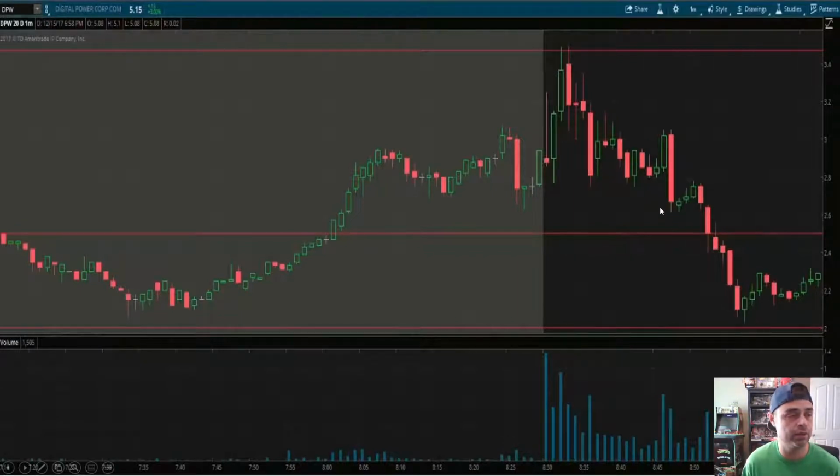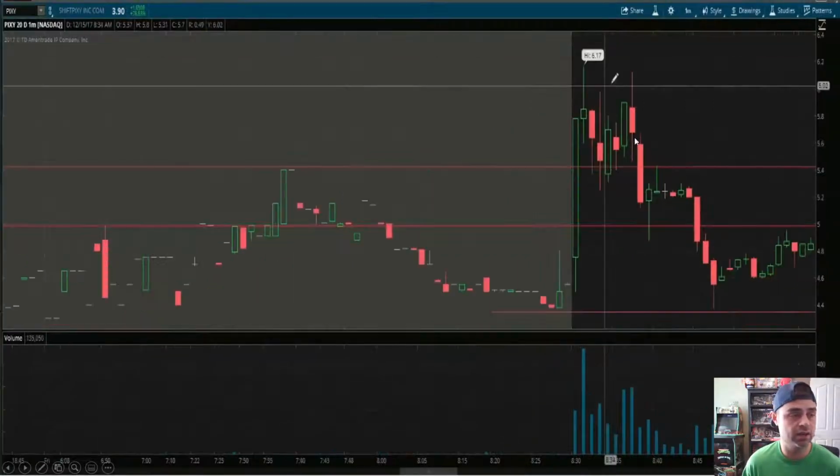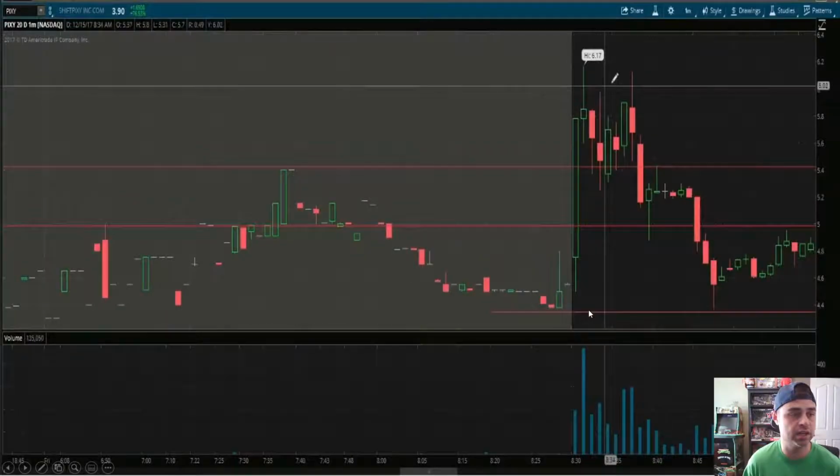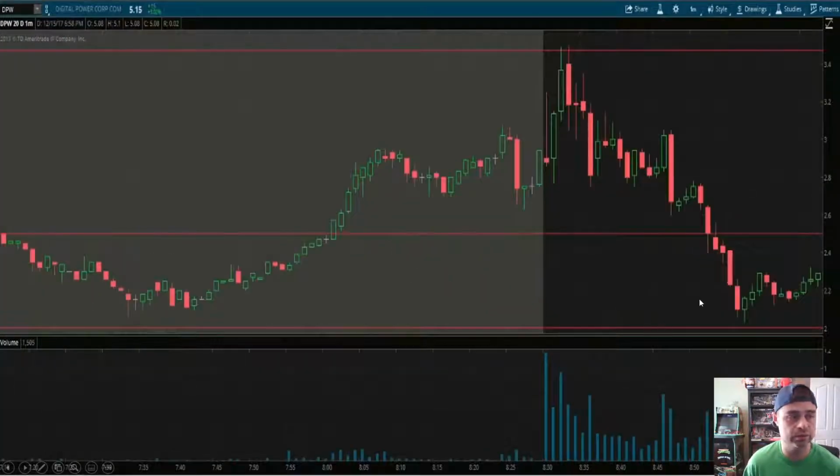So this is kind of a combo here. If you're looking at the tops, you want a red candle, team. You want a red candle with a red upper shadow, just like this one right here. Look at the beautiful short from this candle on down. I can go back to this candle on down, right? Anything with a red candle with an upper shadow, that's what you're looking for as the short opportunity. That's when you're going to get in and bank.